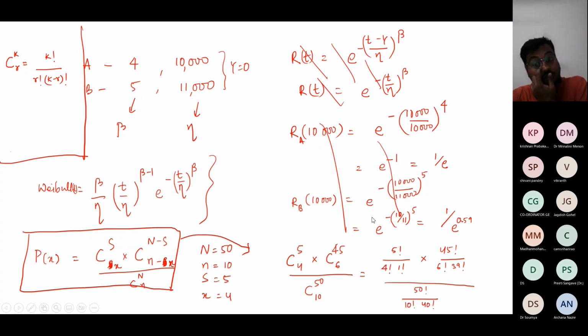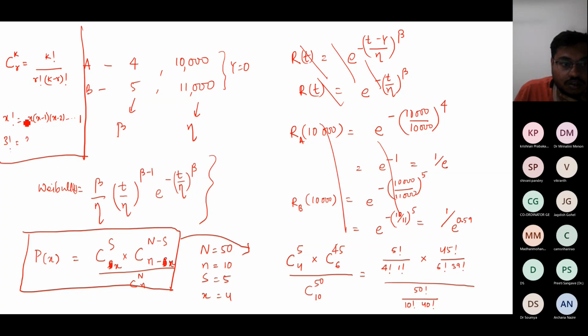Then all you need to do is just calculate. So factorial x is given by x into x minus 1 into x minus 2 and so on till 1. For example, 3 factorial is 3 into 2 into 1, which is 6. So you can substitute the factorial values here and get the answer. So for 45 factorial, we need to calculate till the 45th step comes up. So most of these terms will cancel out.